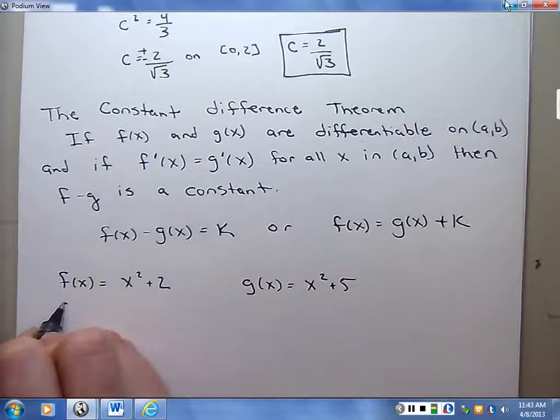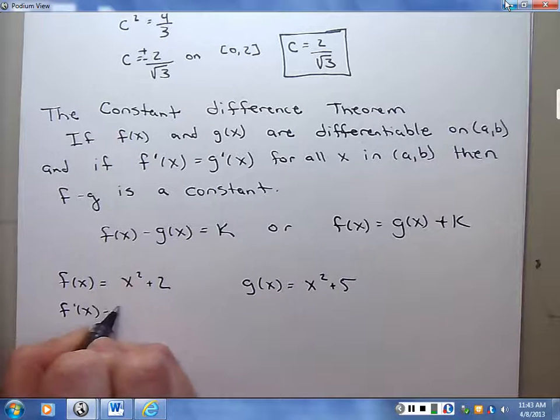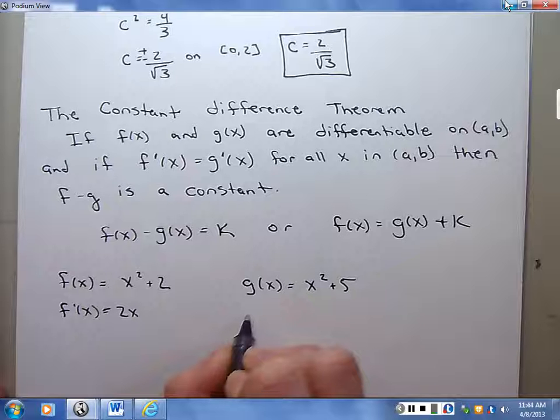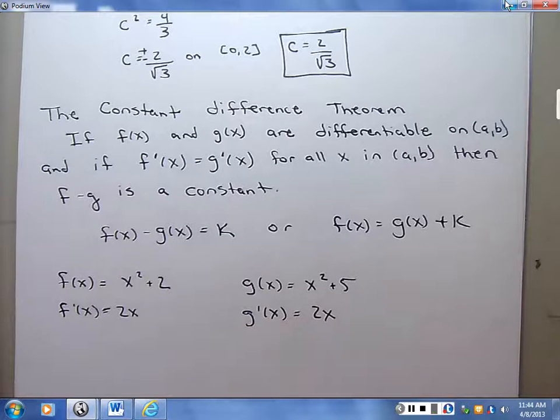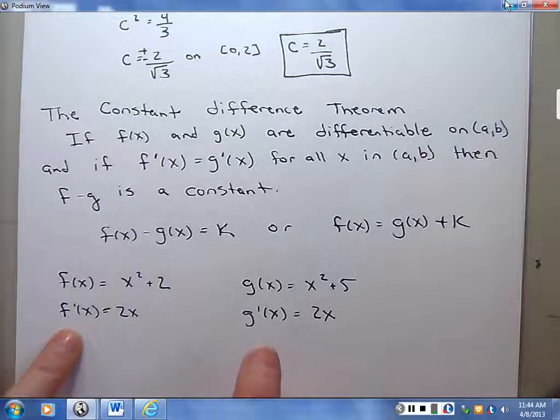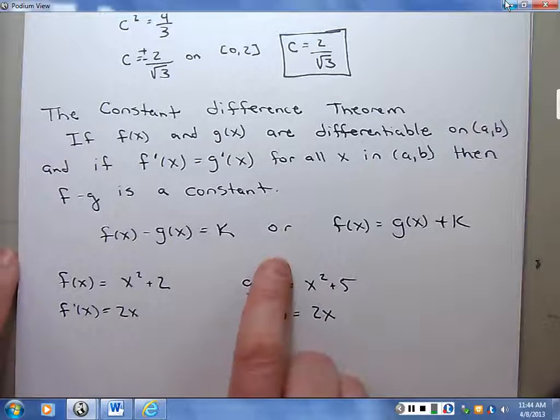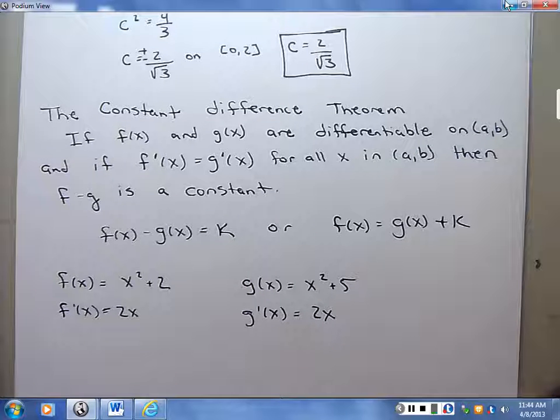Right? If I take the derivative of this function, I get 2x. If I take the derivative of g of x, I get 2x, because the derivative of a constant is 0. So if I know the derivative function and I want the original function, in this case, the derivative is 2x, the original function is x squared plus any constant, right? This is where this constant difference theorem comes into play.